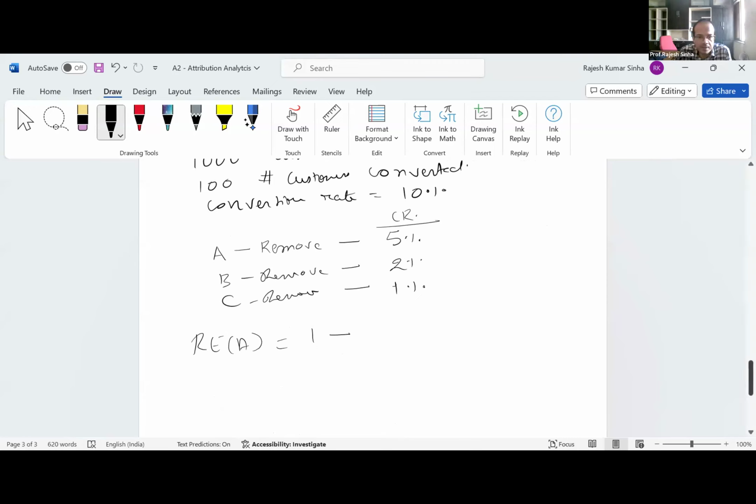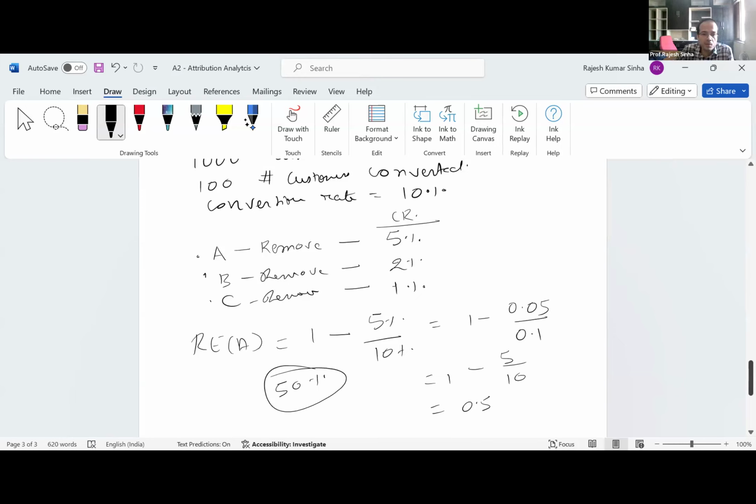It will be like 1 minus 5% divided by 10%, which is equal to 1 minus 0.05 divided by 0.1, which is equal to 1 minus 5 by 10, which is equal to 0.5. So removal effect is 50%. So that way one may think that if you remove one of the touch points, how much of the sales you are going to lose.